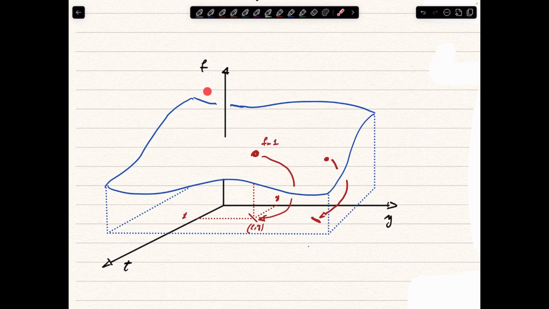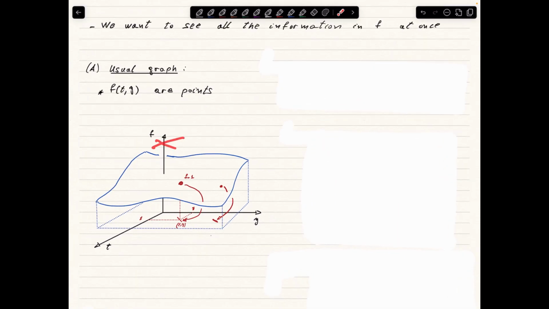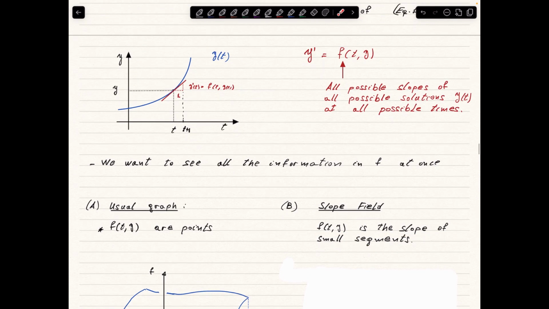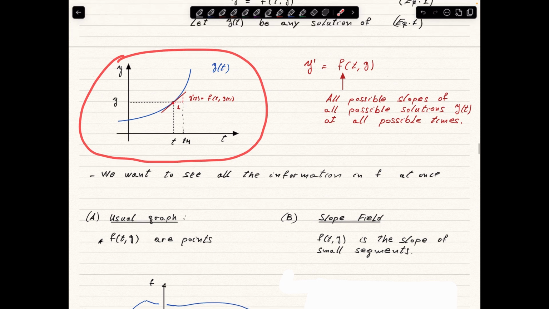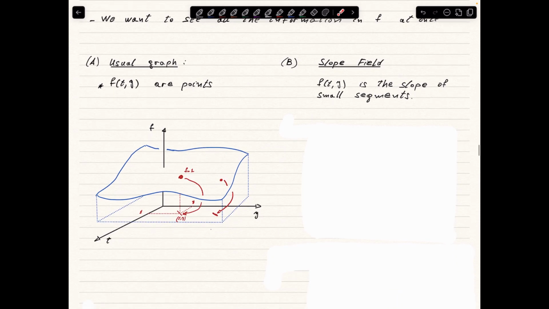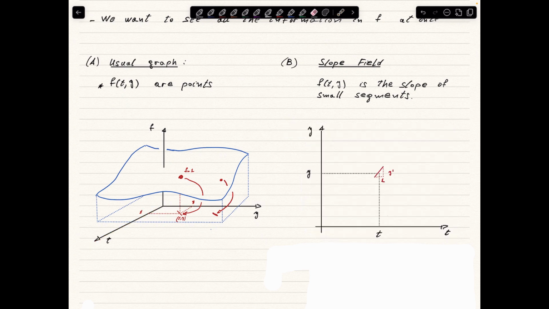So then we don't need this third axis, and instead we are going to do what is called the slope field, which is to represent the values of the function as the slope of small segments, because this is what we are interested in when the function f has the meaning of being the right-hand side of a differential equation. So we only need this plane. So let's put this plane here.